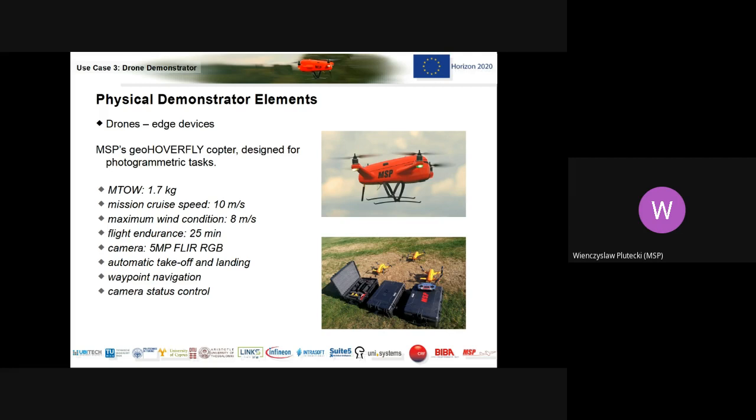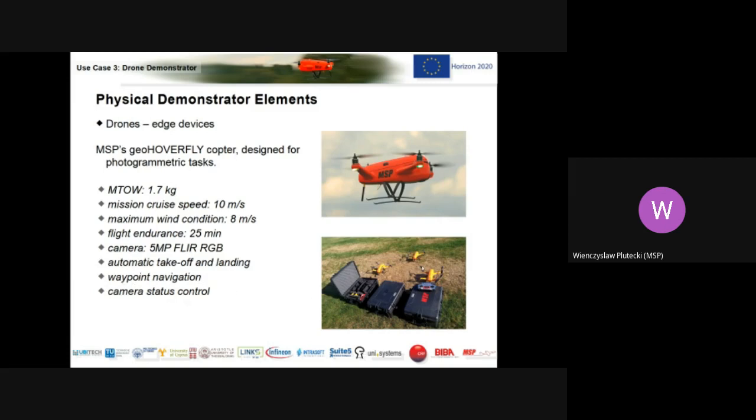It is equipped with a small FLIR camera, an RGB camera, and it can operate in a completely automatic mode. And on board there is a module which controls the quality of images.